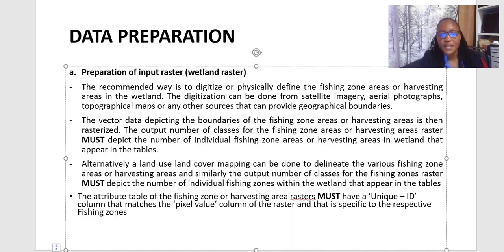Once this vector data has been collected, depicting the fishing zone areas, then you rasterize it, and the output number of classes must match the fishing zone areas in the wetland that appear in the table. Alternatively, you can do land cover classes, then relate the various fishing zone areas, and similarly, the output number of classes for the fishing zones raster must depict the number of individual fishing zones within the wetland that appear in the table. The attribute table of the fishing zone or harvesting area must have a unique ID column that matches the pixel value column of the raster that is specific to the respective fishing zones.